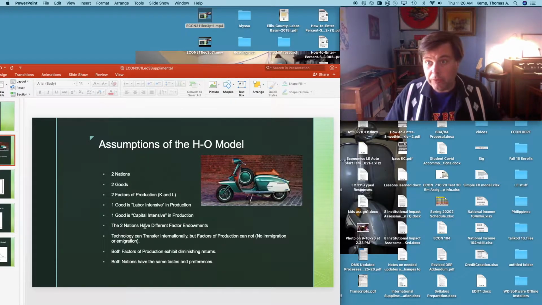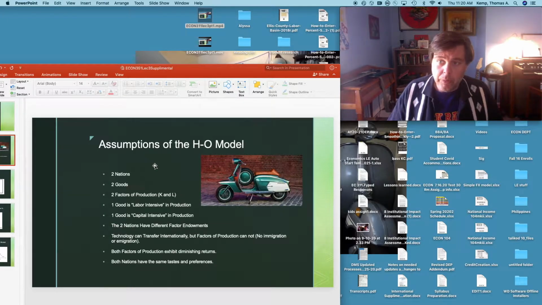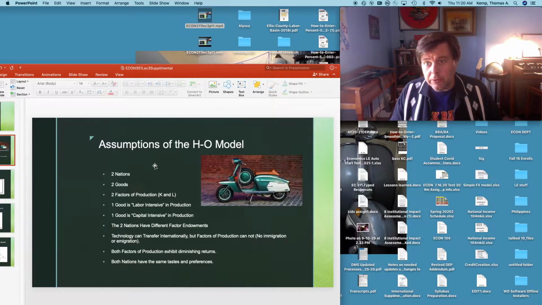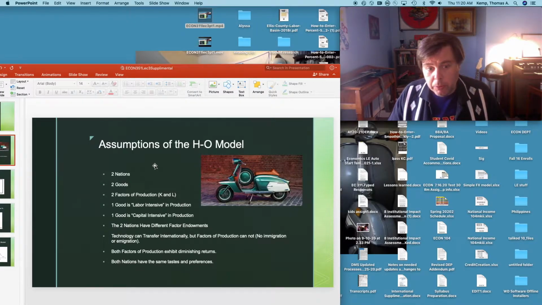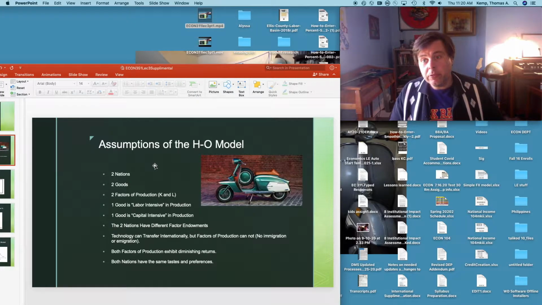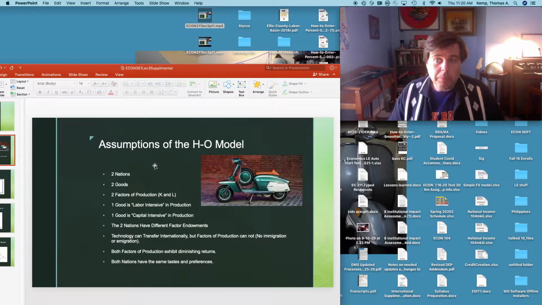All right, so first of all, here are the assumptions of a Heckscher-Ohlin model. It is important to understand that these assumptions determine the applicability of the model. To the degree that the assumptions are valid, the model is applicable. If they're not valid, then it's not applicable. There are two super important things to take away from this, in addition to just knowing all these assumptions. You should know these two super important things off the top of your head.